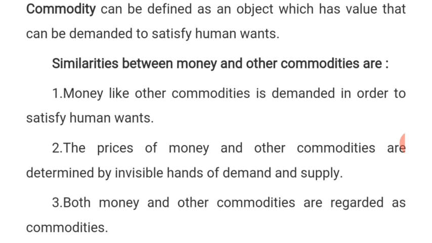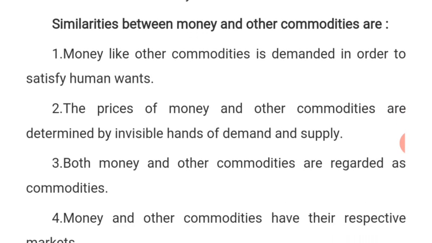Then another one there, the prices of money and other commodities are determined by the invisible hand of demand and supply. When we say invisible hand, we also call it price mechanism. This is the forces of demand and supply that determine the price. So in the market, most of the goods we are selling or buying, the prices are not regulated by government. Who is now regulating the prices? We see that the prices of goods and services are being regulated by the forces of demand and supply, that is, by the negotiation and bargaining between buyers and sellers.